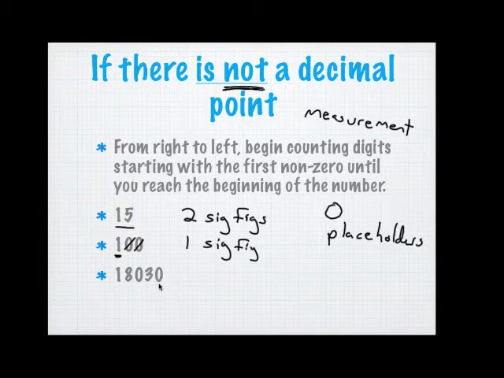18030, start at the end. This zero is a placeholder, and then everything after it is significant. So this one has 4. That other zero that's in there between the 8 and the 3 is a significant digit. The one on the end, however, is not. It's just the placeholder. So with whole numbers, the zeros on the end are placeholders and not significant.